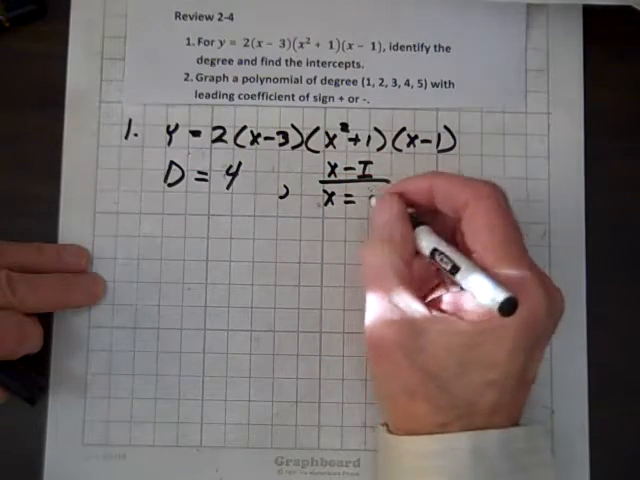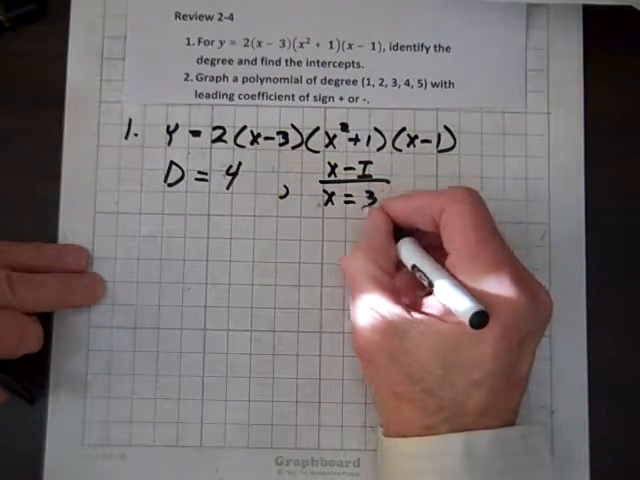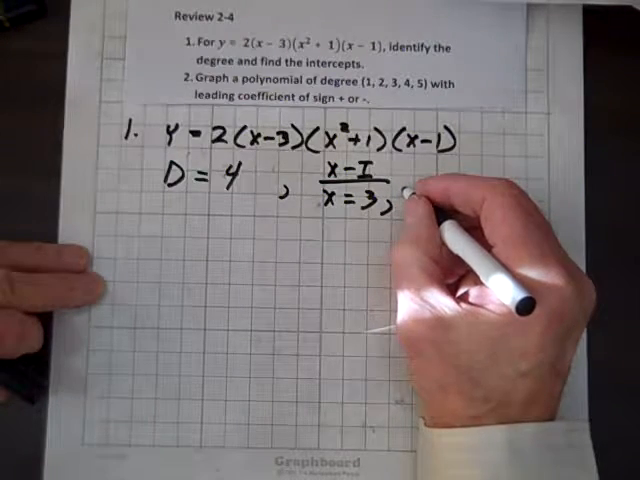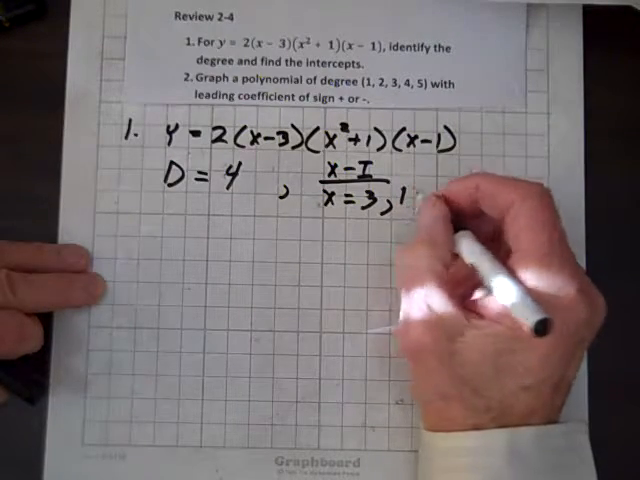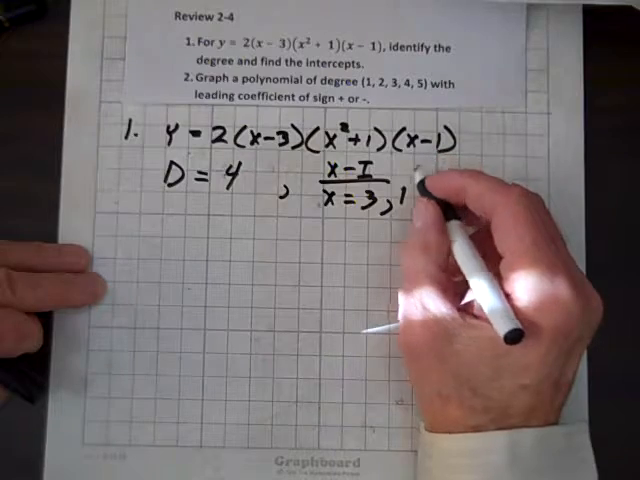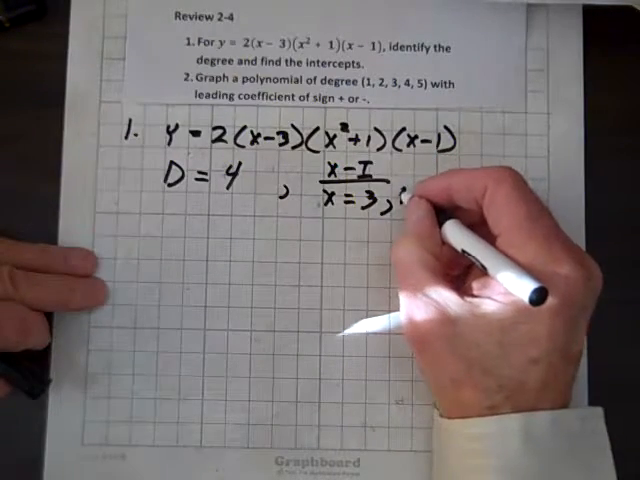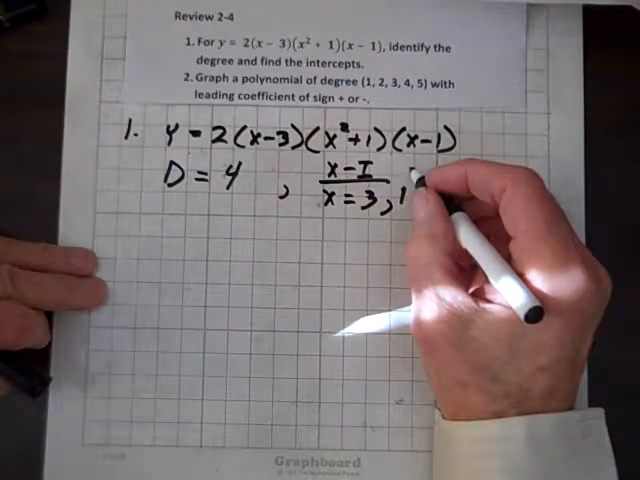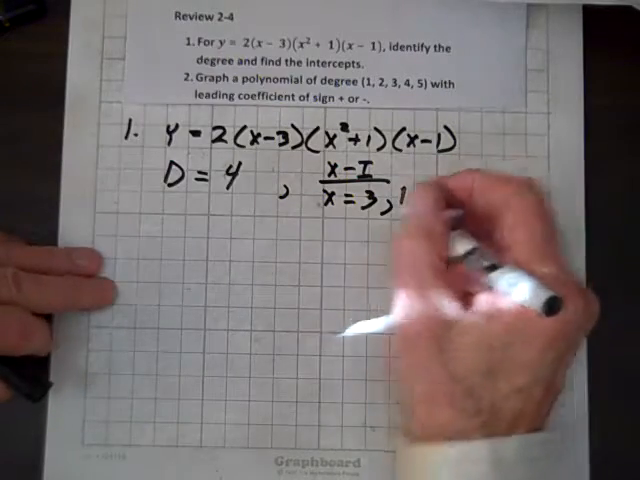x equals 3 or 1, and 1. There's going to be a 3 or 1. It can only be one or the other. Yeah, and that takes care of the x-intercepts.